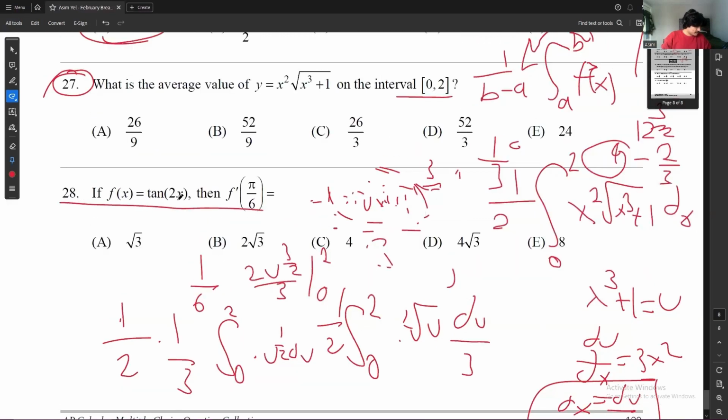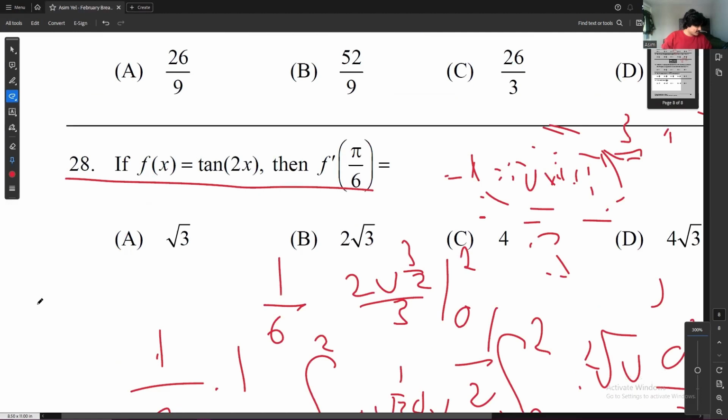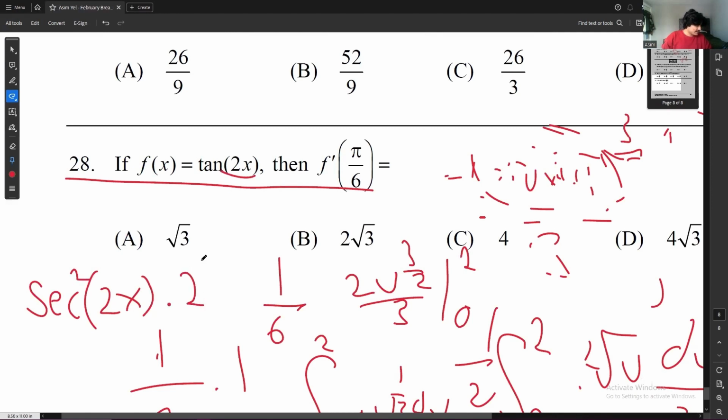If f(x) is equal to tangent of 2x, then find f prime of pi over 6. So let's just take the f prime. If we take the derivative of tangent, it's going to be secant squared x. So in this case, it is 2 secant squared of 2x times 2, since we're also taking the derivative of the inside, and pi over 6 is going to be 30 degrees. So if we plug 30 degrees over here, it's going to be secant squared of 60 times 2.